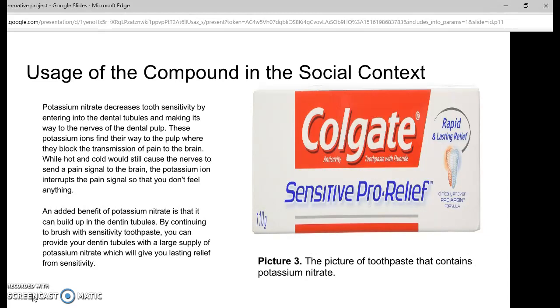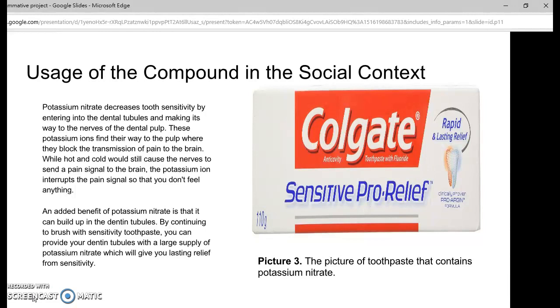One of the most common uses of potassium nitrate is in toothpaste. Potassium nitrate decreases tooth sensitivity by entering the dental tubules and making its way to the nerves of the dental pulp. These potassium ions find their way to the pulp where they block the transmission of pain to the brain. While hot and cold would still cause the nerves to send the pain signal to the brain, the potassium ion interrupts the pain signal so that you don't feel anything.